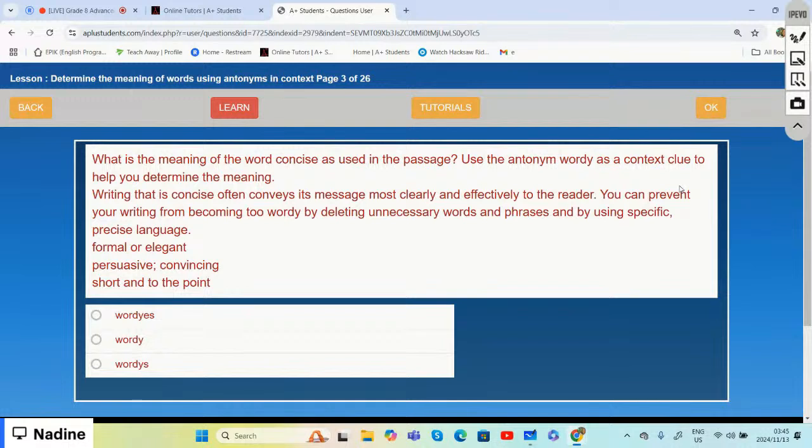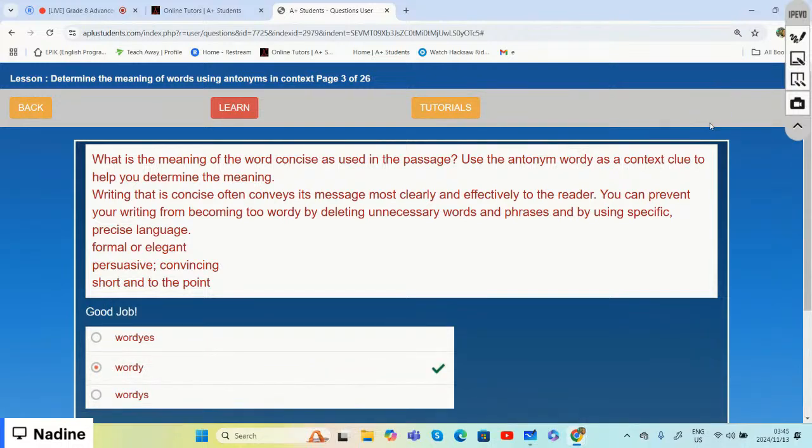And then lastly, what is the meaning of the word concise as used in the passage? Right? Is it formal or elegant, persuasive, convincing, short, and to the point? So we will stick to the word concise, the opposite of it or the meaning of it. Let's just stick to it being wordy.